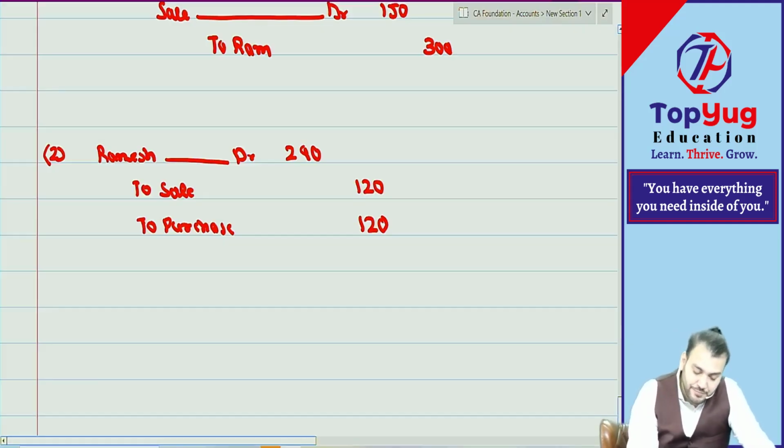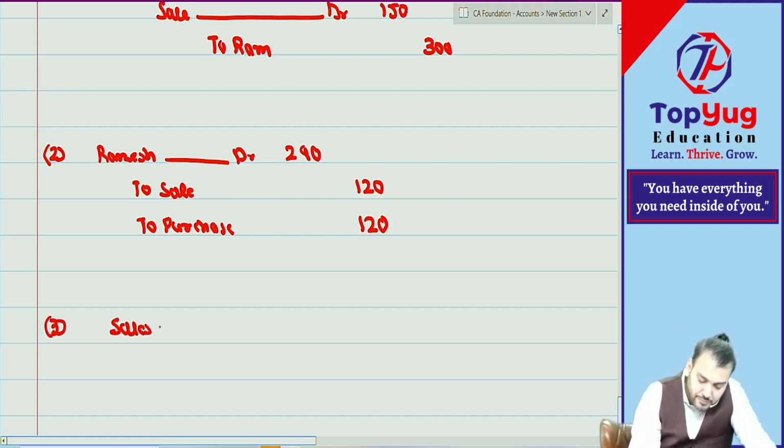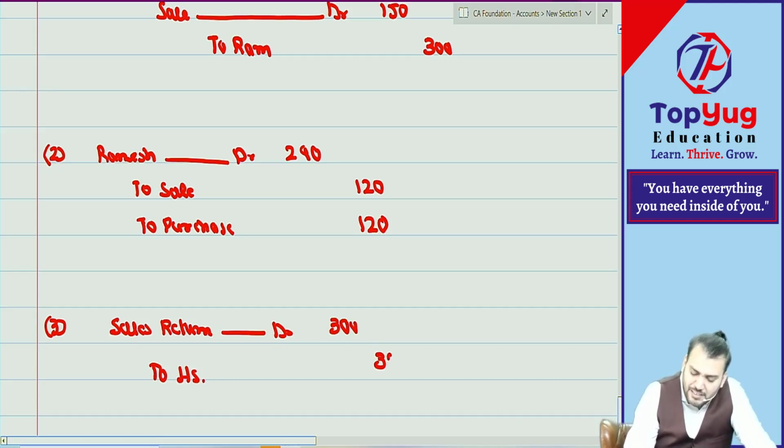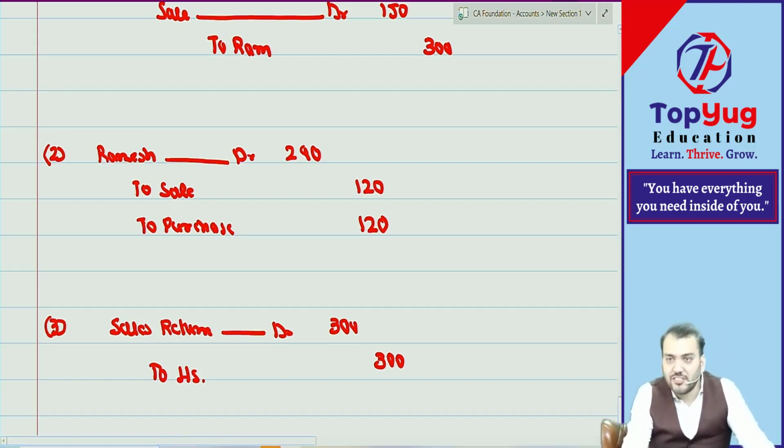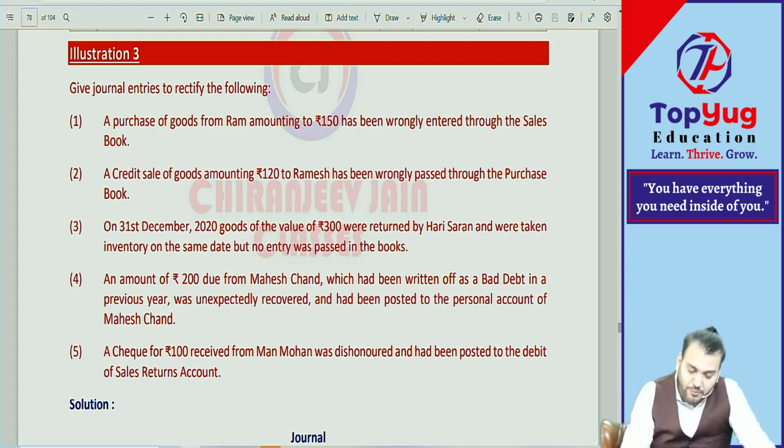So what journal entry? Sales return account debit to what? Hari Saran, how much? Whenever there is a complete omission, pass the correct journal entry, and that will be the rectified entry. Correct? Yes, sir. Then what is the fourth one?